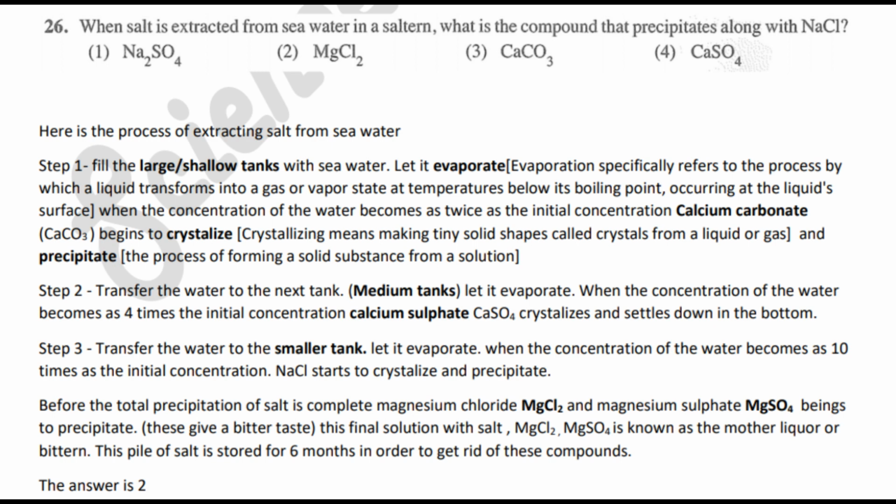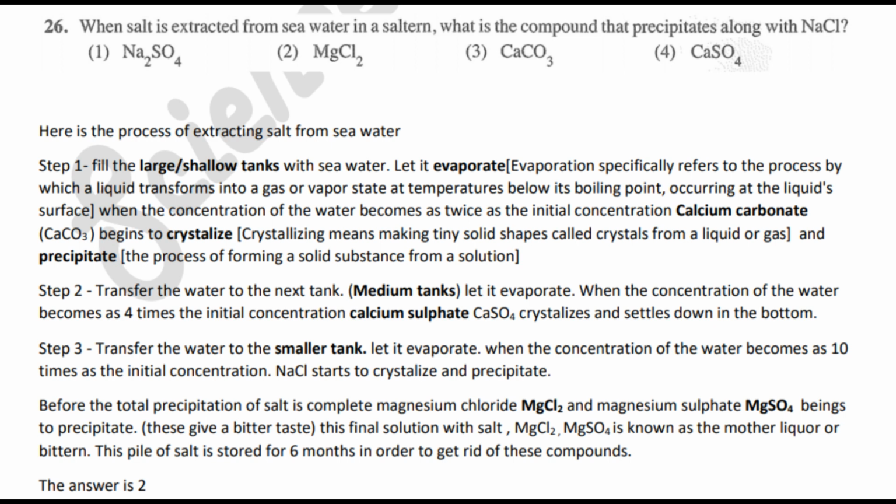So step 2, transfer the water to the next tank. We call it a medium tank, and let it evaporate once again. When the concentration of water becomes 4 times the initial one, okay? Calcium sulfate crystallizes and settles down at the bottom. When concentration is 4 times, that means 1/4 of the original volume is now here. Okay, remember that as well.